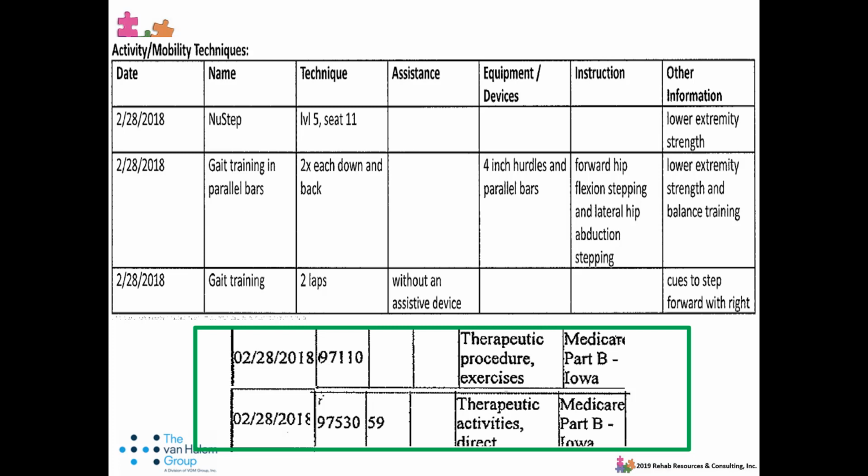So was the gait training less than 5 minutes? Would it be hard to believe that 2 laps of gait training could be done in less than 5 minutes? Perhaps, but that in addition to the gait training and the parallel bars. Yet, on the other hand, there were no other therapeutic activities documented. So it's very important to be sure that your documentation matches up with the codes that you're choosing.